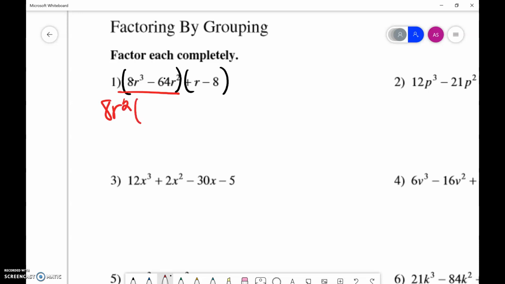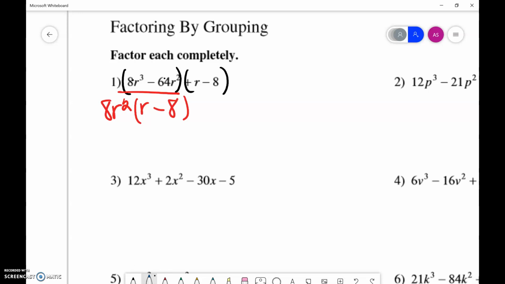Then from there, I pretty much want to see what goes on the inside. So I'm doing just what we did yesterday. We're just factoring out the GCF and then putting the rest on the inside. So I have 8r squared times what will give me 8r cubed. That's going to be r. And then 8r squared times what will give me negative 64. That's going to be negative 8.